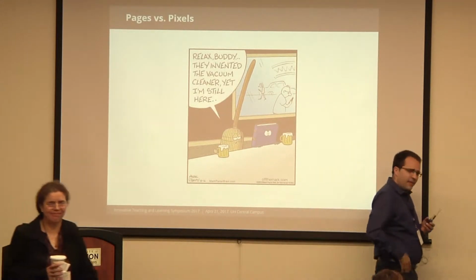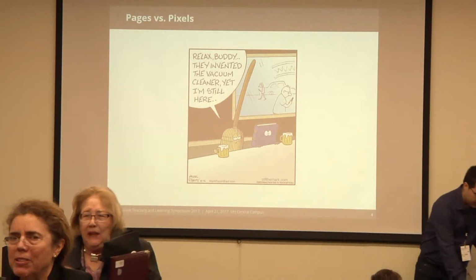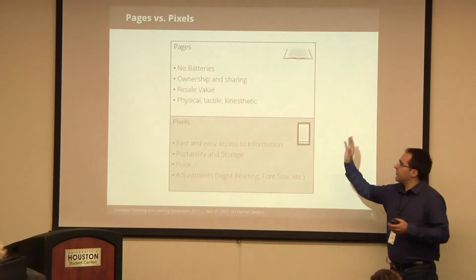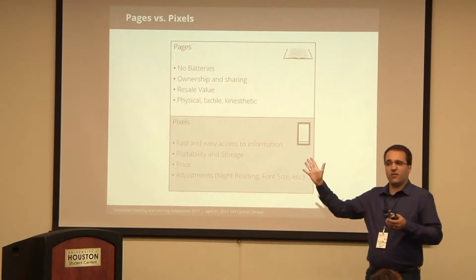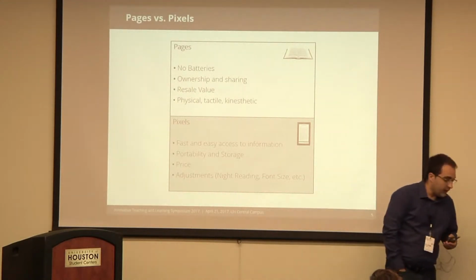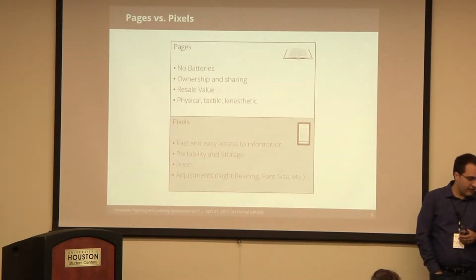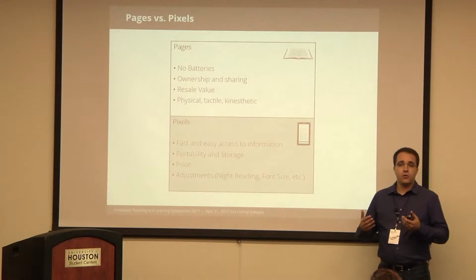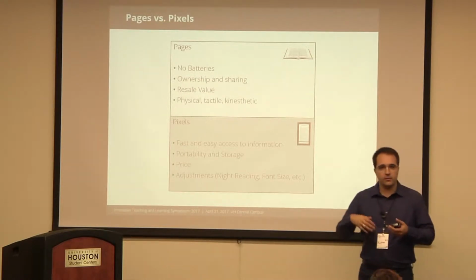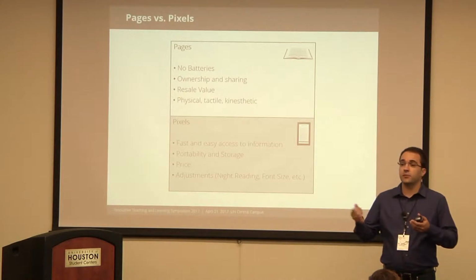And that's true. There are many different reasons on either side, right? Here are some of them, the most common ones, not all of them, okay? So if you look at traditional books, no batteries, okay? They never run out of batteries. The idea of ownership and sharing. When you buy a book, you own the book, right? You can give it to someone else. You can share it with someone else. You can resell it, right?